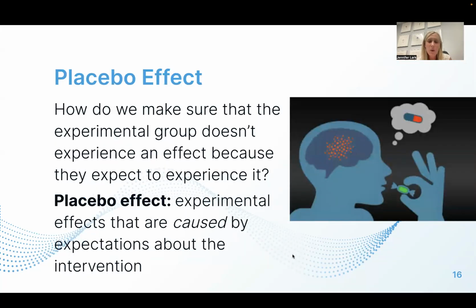Okay, so the placebo effect is an experimental effect that's actually caused by expectations about what an intervention is going to do and not the intervention itself. So said another way, the placebo effect is something where if I, as a human being, think that a particular intervention is going to have a certain result, I can actually think that into becoming true.